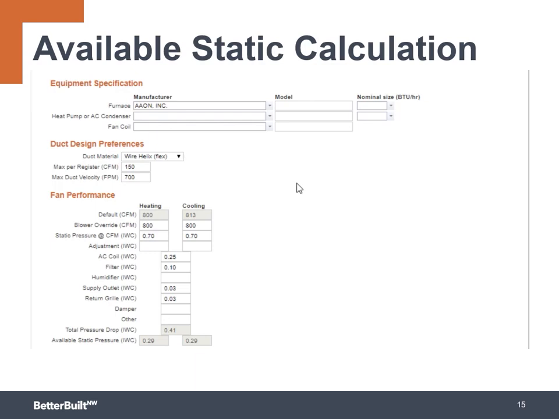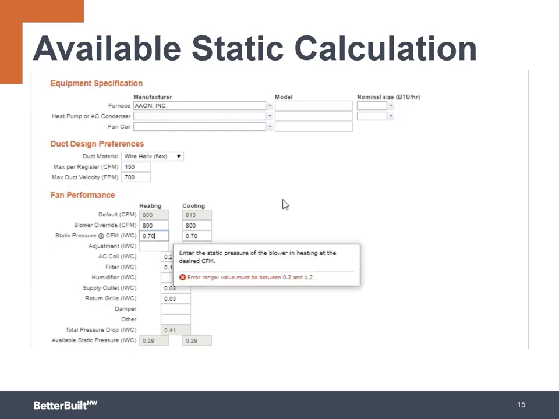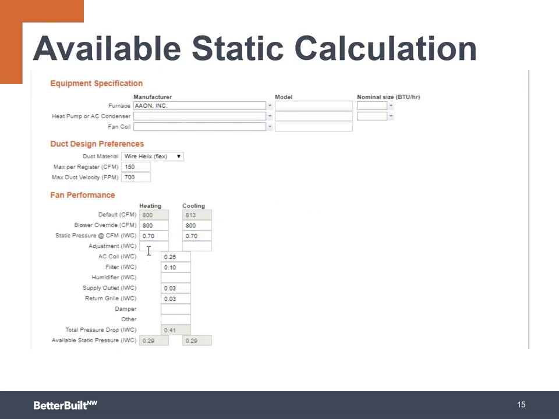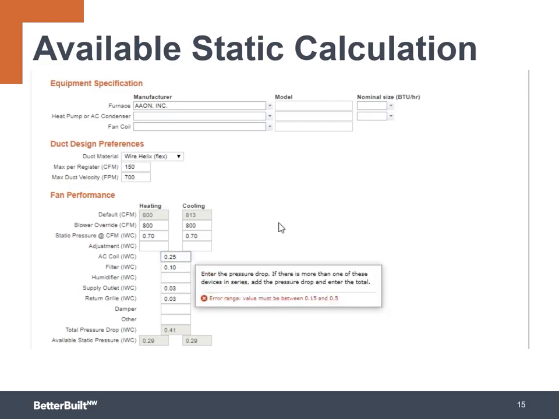Underneath fan performance, this is where we need the capacity of the fans, how much air it can move, how much static pressure it can move that air against. So we're going to move 800 CFM because we have a 2-ton air conditioner. We've looked it up and we see this system can move 800 CFM at 0.7 inches of water column. So we go ahead and enter 0.7 for both heating and cooling. If there are other adjustments, you can go ahead and make them here. We notice that the coil we're using in the system has a pressure drop of 0.25 inches.